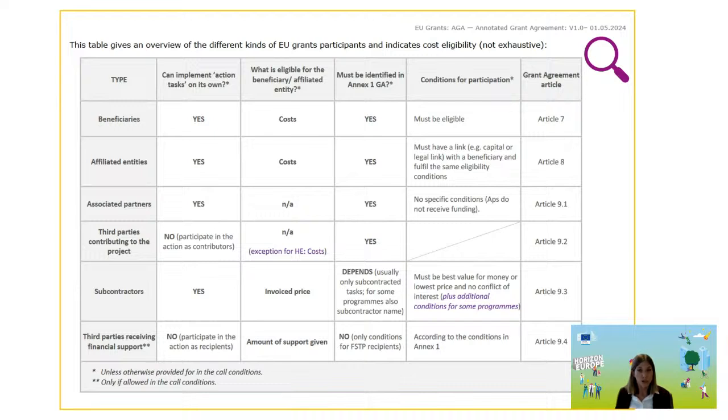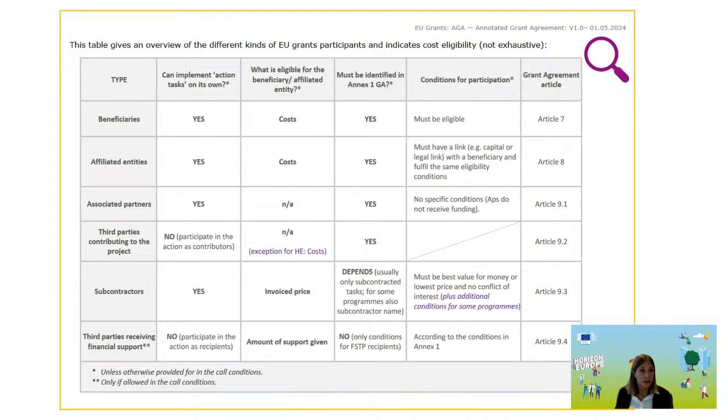For your information, you can find this table in the annotated model grant agreement, which is a document where you have under each provision a set of explanations and examples that help you understand the meaning of the obligations that you have and how to comply with them. So as I was saying, this table gives an overview of the participants that can participate in a project together with the beneficiaries.